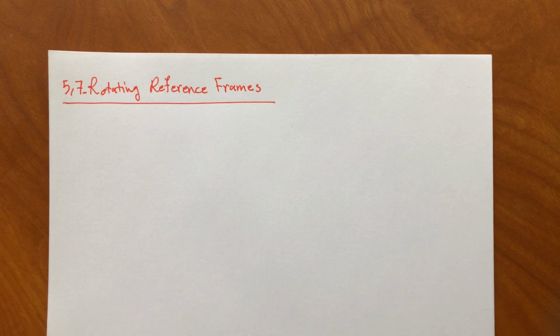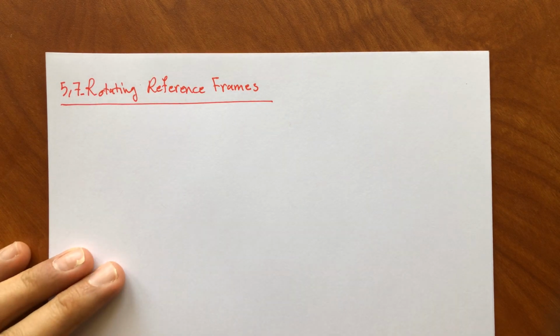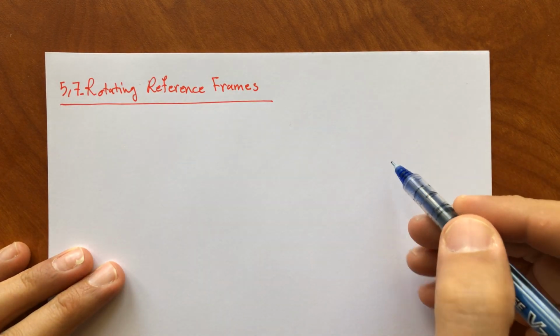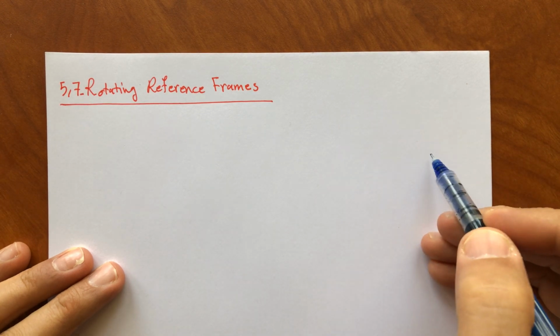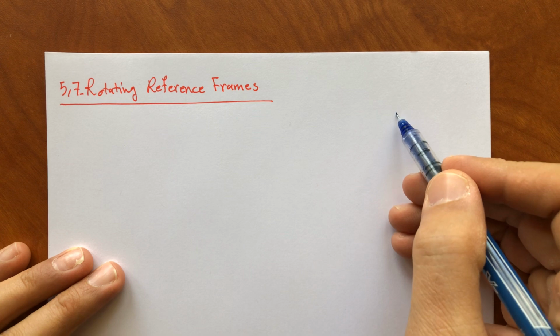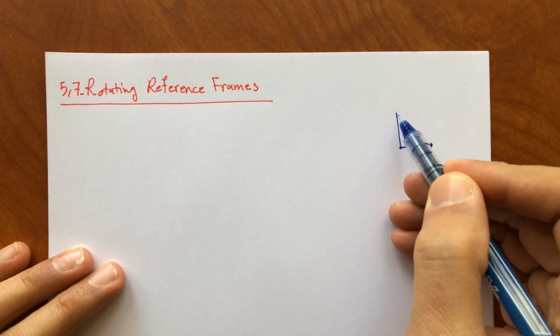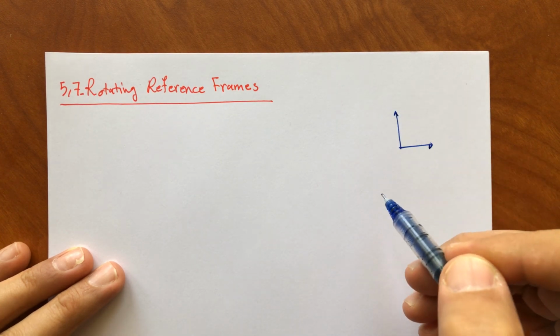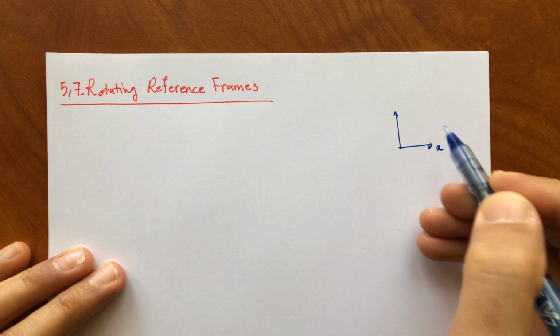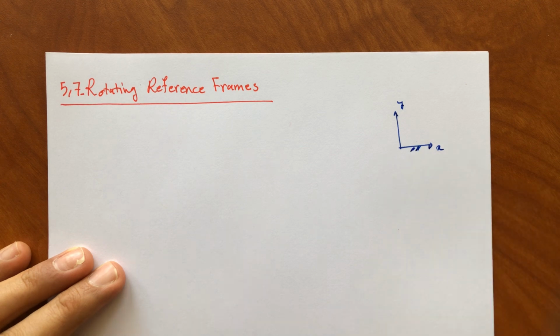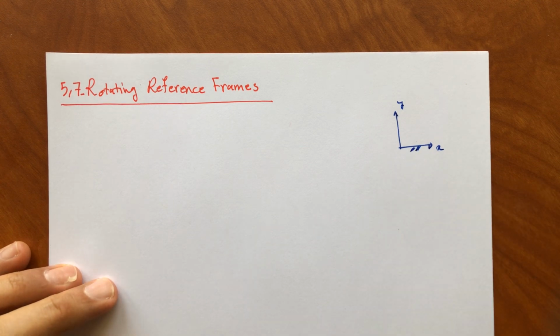Hello everyone. I'm going to start chapter 5, section 7, rotating frames. So far in all the problems that we had, we were dealing with just inertial frames. It means our x direction and y direction were certain directions. Usually we had, for example, x as the horizontal direction and y as the vertical direction, but they were not changing, they were fixed to the ground. But sometimes that's not the case.